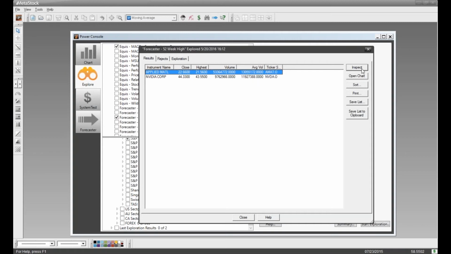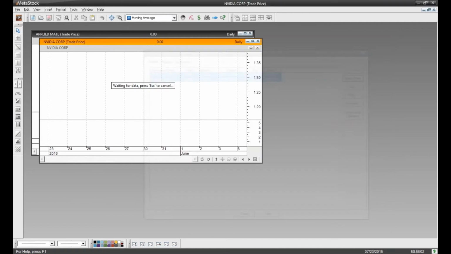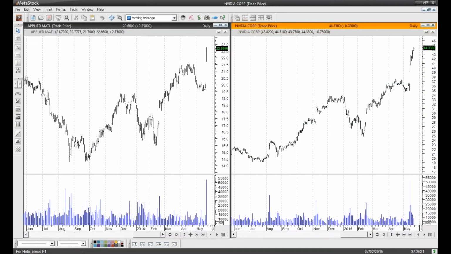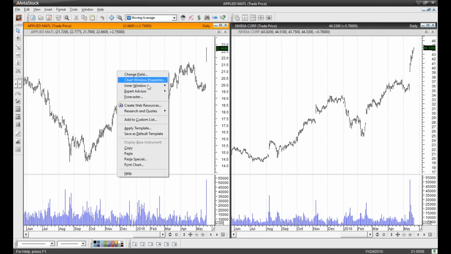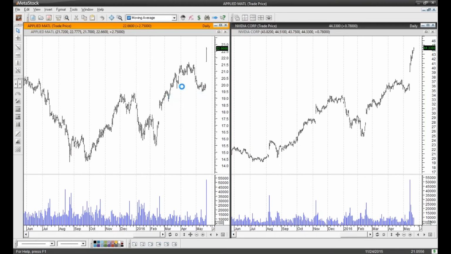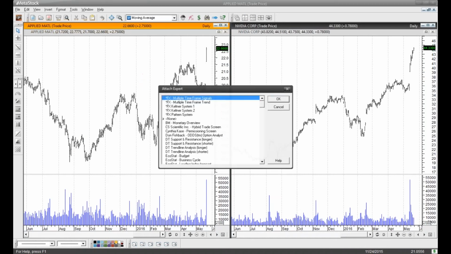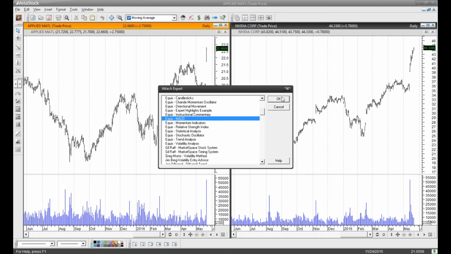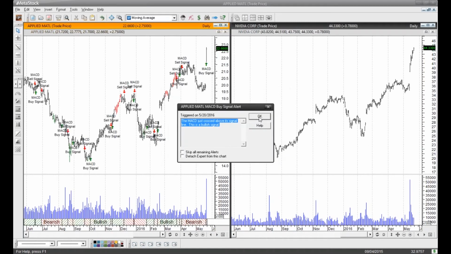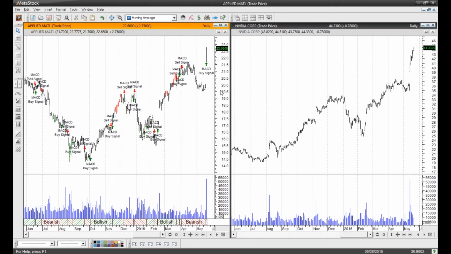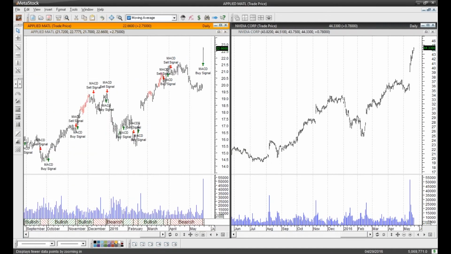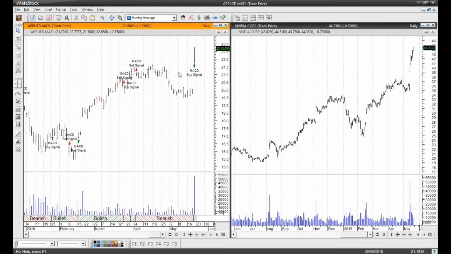Now, with the two of these, let's go ahead and open these in charts. Stack these side by side. I'll show you our expert advisor. Now we're going to go down to what we were using as the MACD. You can actually set it up so that the alerts will come through here. But this is what our expert system looks like.